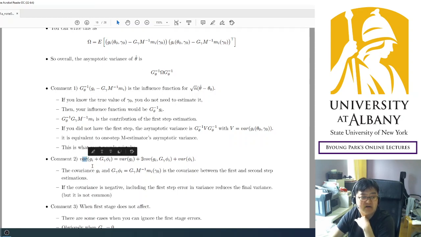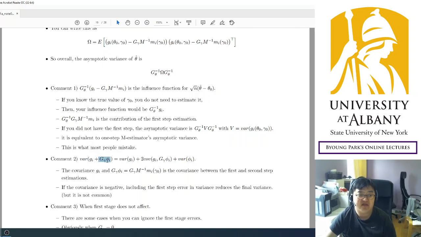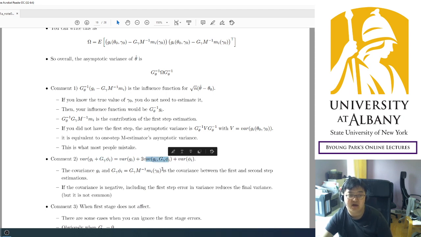So, variance of G and first stage error. G is the moment function for the second stage estimation, and this much is the contribution from the first stage estimation error. If you think about its variance, if everything is scalar, one-dimensional, you can write this variance as the variance of this plus the variance of this plus 2 times the covariance between them.